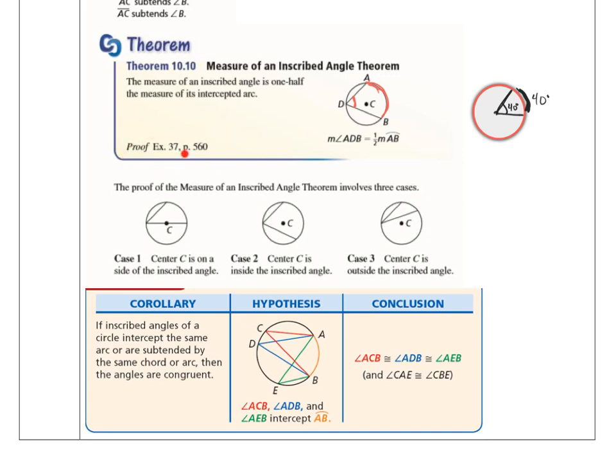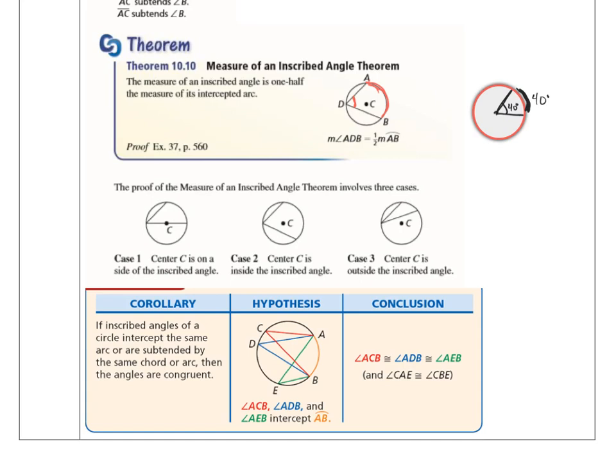But if you were going to prove it, you need 3 different cases. You need the case where you had a diameter that went through like this. Then we have case 2, which is just a regular inscribed angle. And case 3, where the center is outside the inscribed angle. In case 2 the center is on the inside of the inscribed angle, and in case 1 the center is on the angle. So there's 3 different cases. You have to prove all 3, and all 3 are a little bit different.